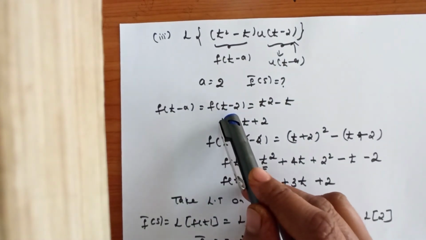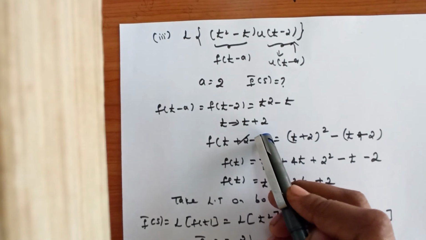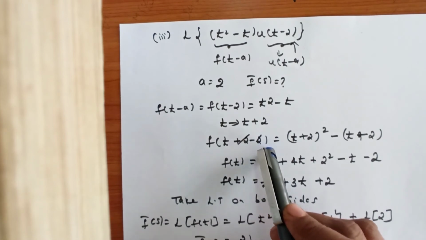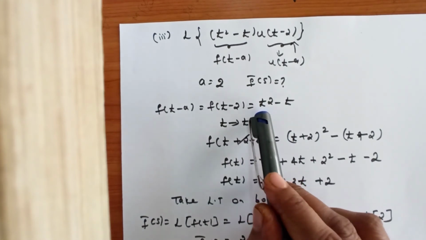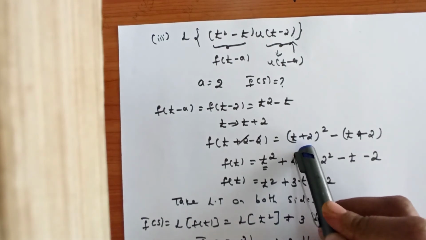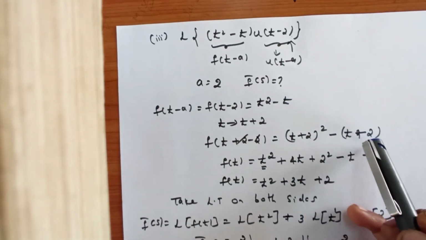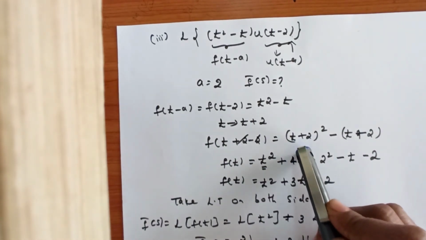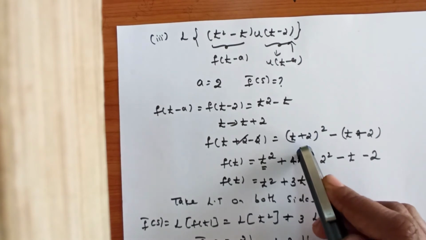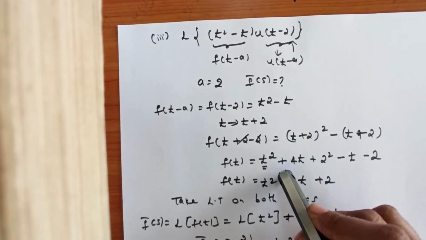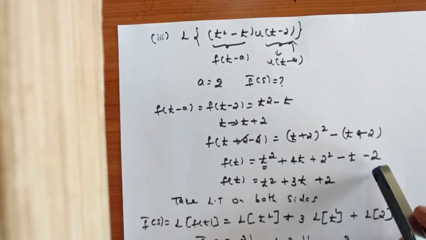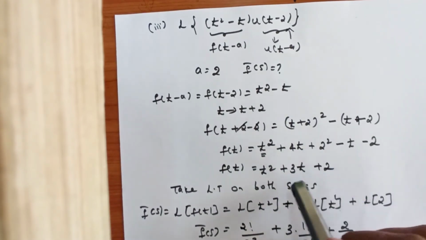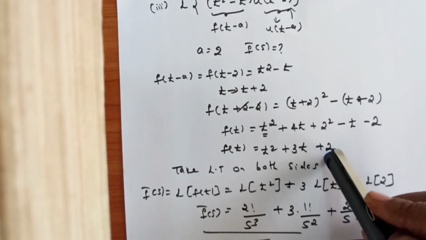If you want your f of t, you have to replace your t by t plus 2. So if I replace t by t plus 2, I will be having t plus 2 minus 2, and plus 2 minus 2 will get cancelled here, which will be equals to (t plus 2) the whole square minus (t plus 2) over here. So that f of t is equals to, expand (t plus 2) the whole square in terms of (a plus b) whole square. So that will be having t square plus 4t plus 4 minus t minus 2. Therefore f of t will be equals to t square plus 3t plus 2. So this is our f of t.